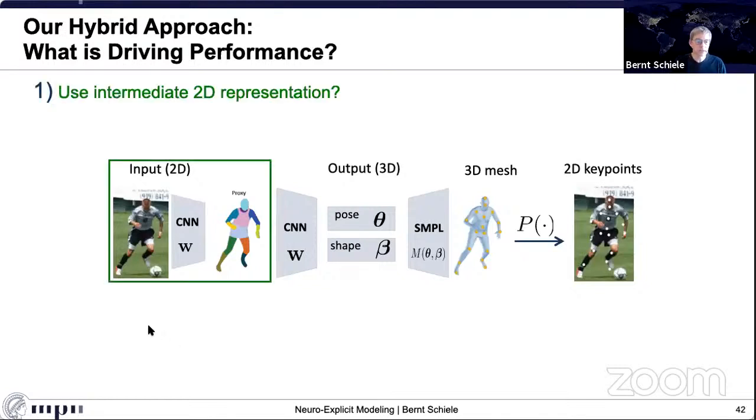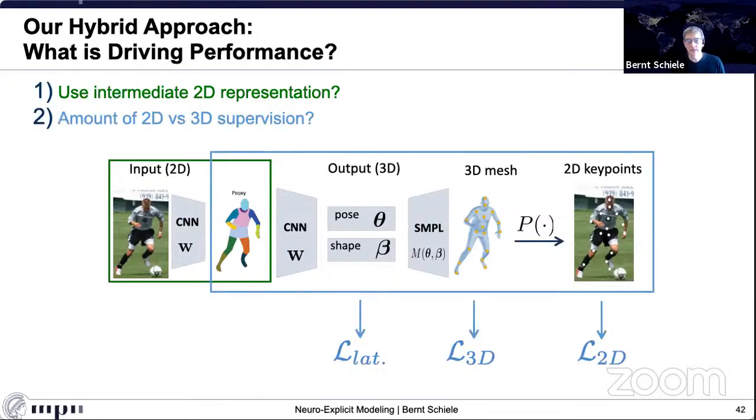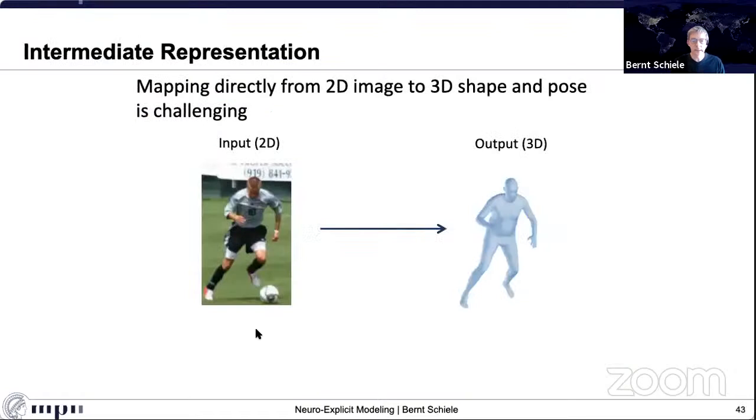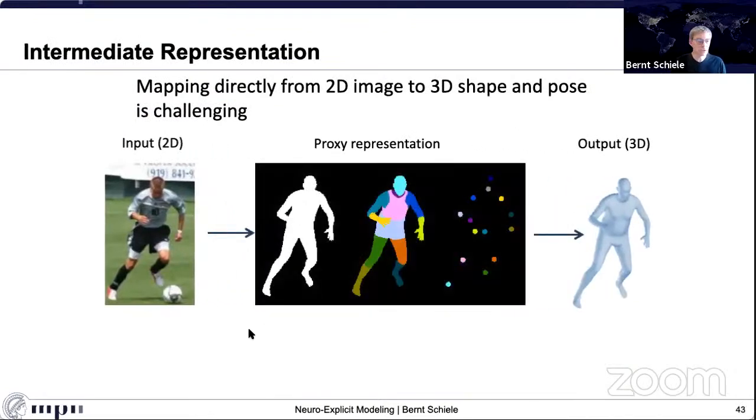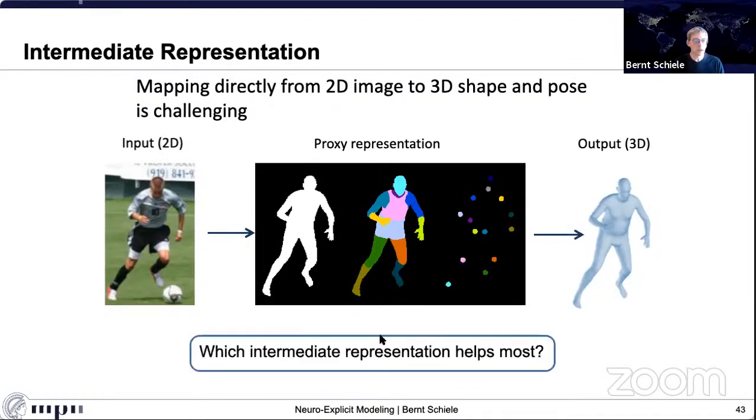There are really two parts to the game. One is how exactly we represent the input. I haven't really talked about this, and I don't want to spend much time on it. The other part is these different losses: which of those losses are really key to get the best performance? We have different ways of representing the input: a segmentation, a part representation with some body parts, or pose estimation. So which of those are best?